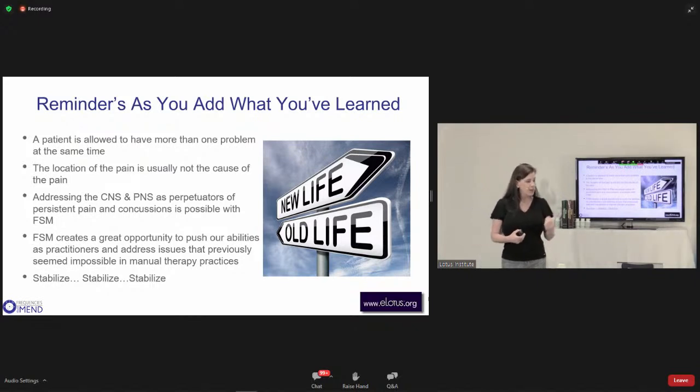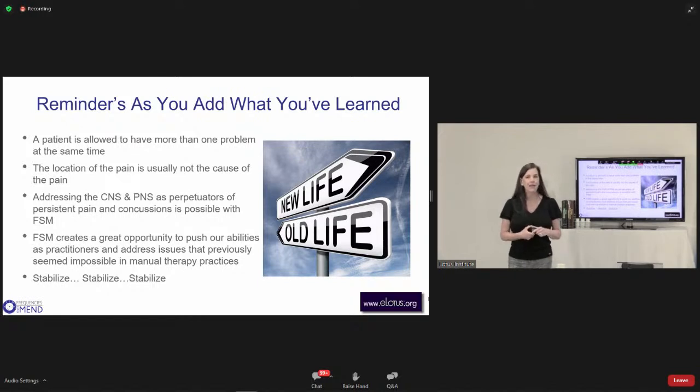So remember, we want to be addressing that central nervous system and peripheral nervous system first as the perpetuators of patients' persistent pain. And remember, within that central nervous system is the limbic system. And it could have been those things that happened in early childhood, the adverse childhood experiences, coupled by other very, very traumatic things that happen later in life.